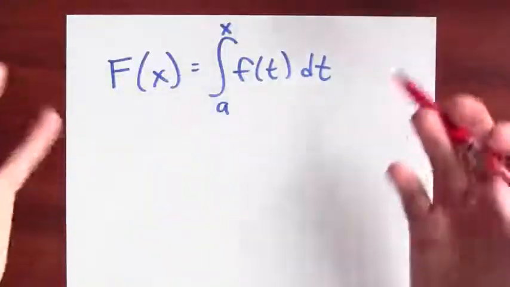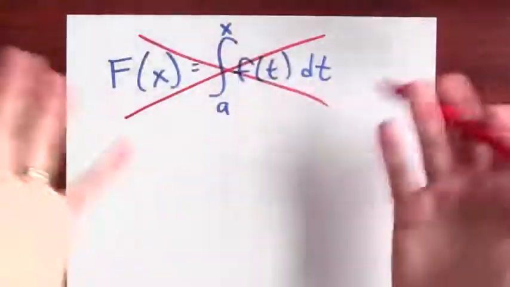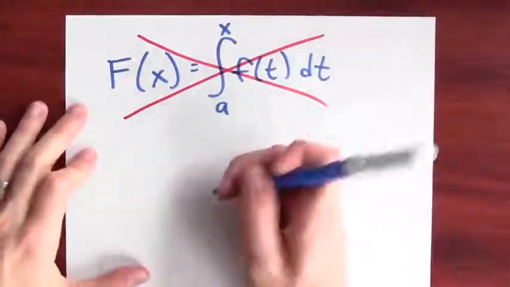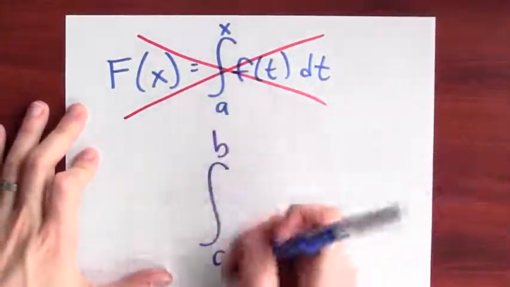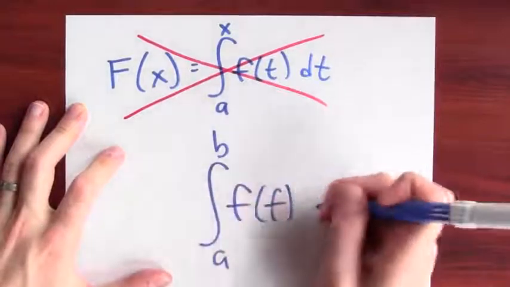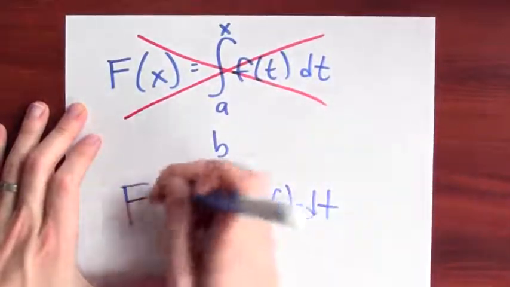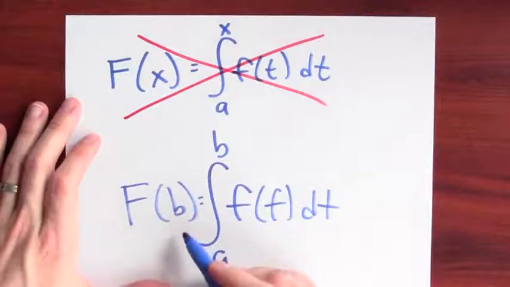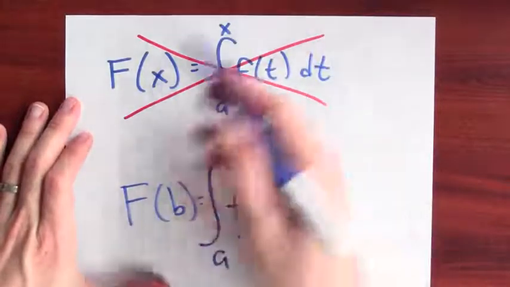What is it that I want to calculate? Well, what you don't really want to calculate is this. I mean, who really cares about big F, right? The only thing you really care about is the integral from a to b of f of t dt. You only really want to calculate big F of b. Who cares about big F of x? This sort of trick comes up all of the time in mathematics.